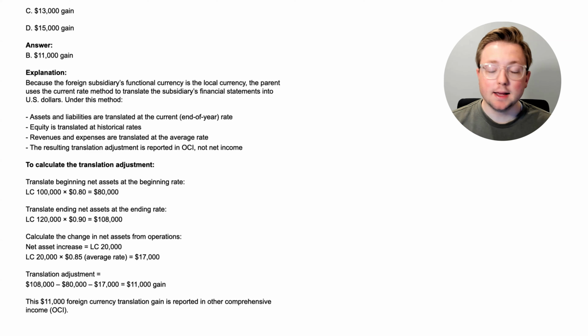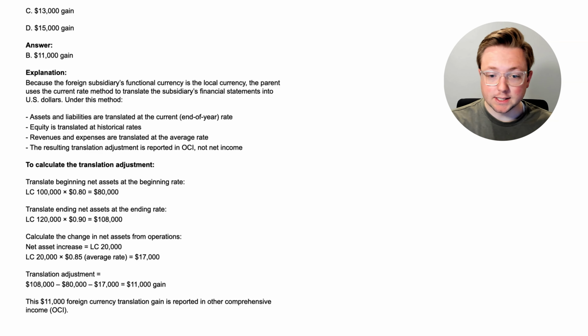The answer is B, $11,000 gain. And again, this is going to go to OCI, so let's talk about this. Because the foreign subsidiary's functional currency is the local currency, the parent uses the current rate method to translate the subsidiary's financial statements into US dollars. Because again, if the functional currency, the local currency, isn't the same as the reporting currency, you have to translate it. Under this method, the assets and liabilities are translated at the current, and that's the end of the year, rate. Equity is translated at the historical rates, and revenues and expenses are translated at the average rate. So therefore, we are going to use the average rate.